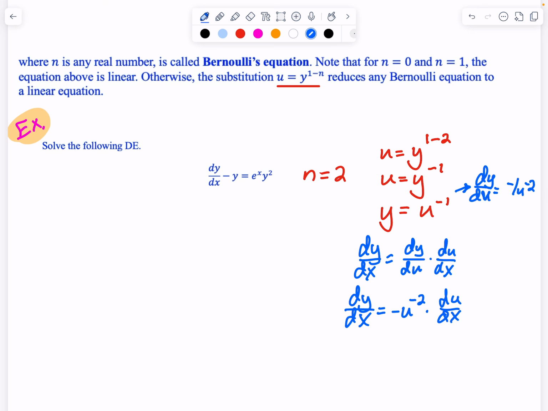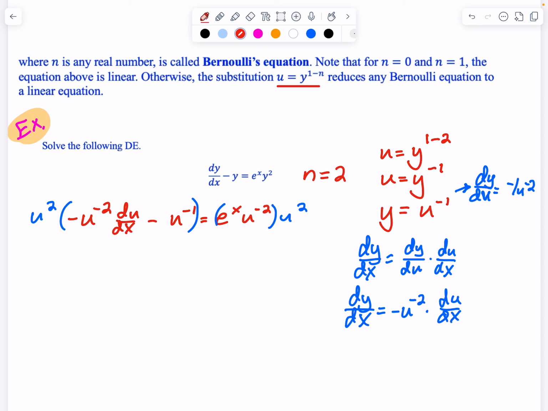So we just do all of our subs. The dy dx on the far left is going to become negative u to the negative 2, du dx. We replace the dy dx. Then we're going to replace y with u to the negative 1 equals, and then e to the x times u to the negative 2. If my goal is a first order linear, then I'd like my u's to not be on the right there. So I'm going to multiply everything by u squared, just to get rid of that side to make it hopefully turn into a first order linear.